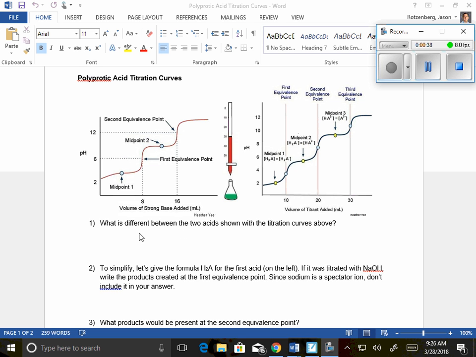This first acid, when I look at question number 1, what is the difference between the two acids shown for the titration above? This first acid, since it has two steep inclines, we would call this a diprotic acid. Di meaning two, protic donates two. Which means this curve on the right-hand side would be what type of acid? Triprotic acid. So there's our difference between the two.